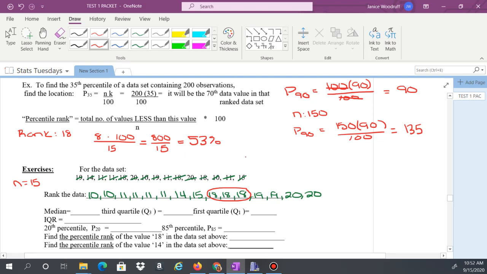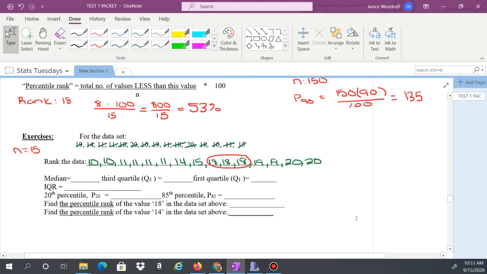Okay, let's say we want to go back up to here to find the, actually we can do it down here. We'll do it with these. So let's do the data with all of these. The median, that's going to be our middle number, so there's 15.